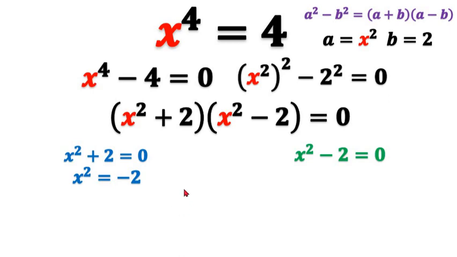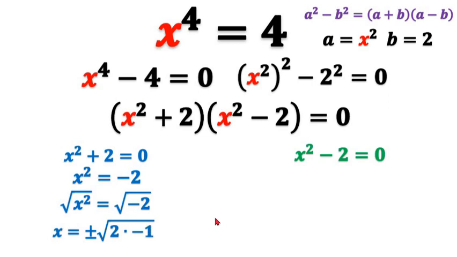And now we're going to take the square root of both sides. So square root of x squared is equal to square root of negative 2. And now negative 2 can be rewritten as 2 times a negative 1. Right? So on the left side here, our squares cancel. And then we have plus or minus square root of 2 times a negative 1.